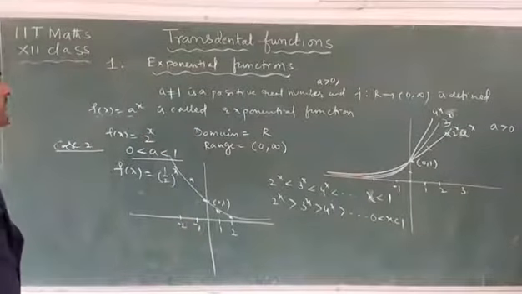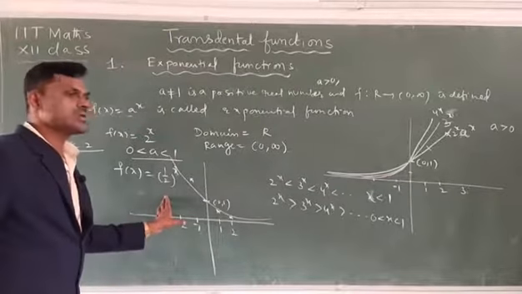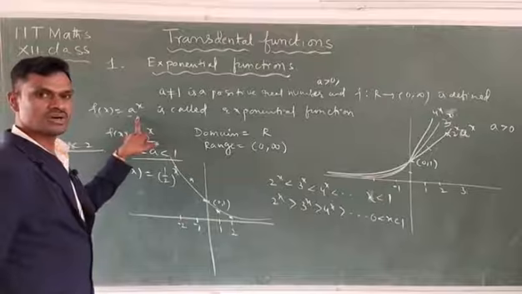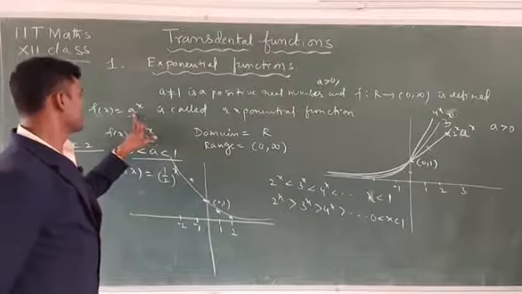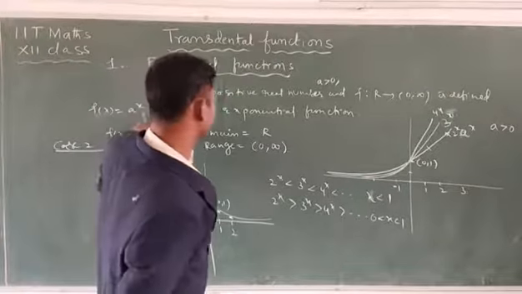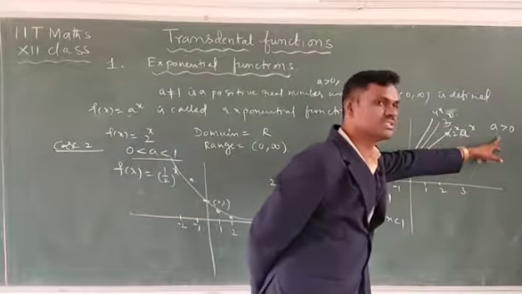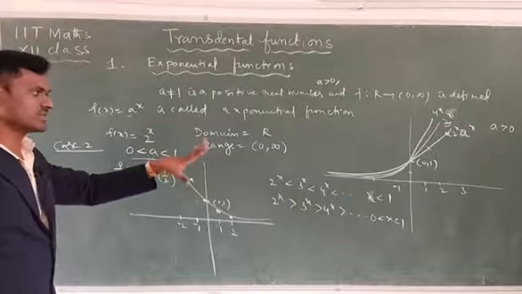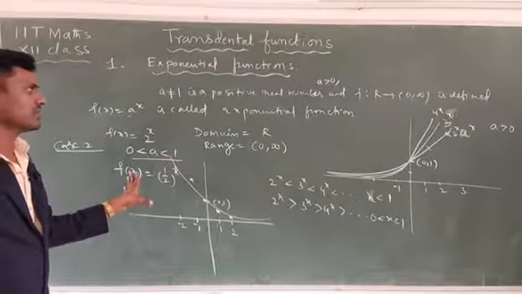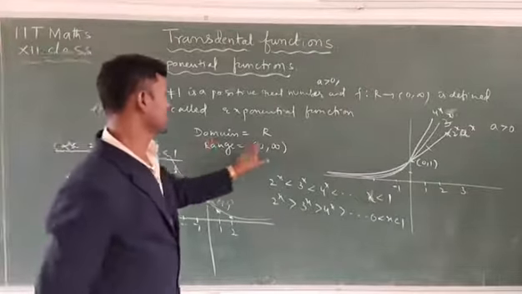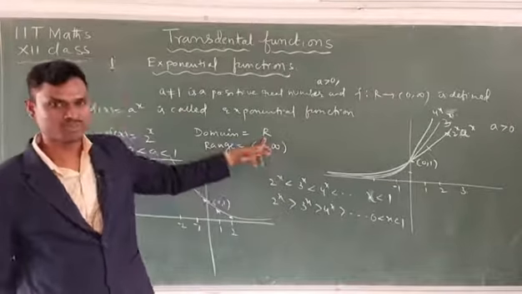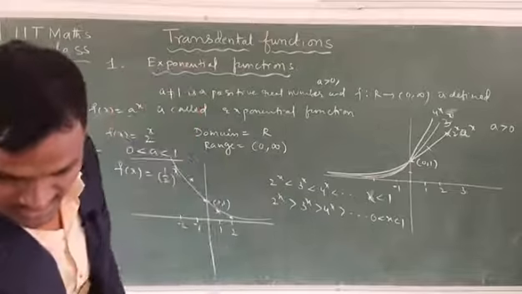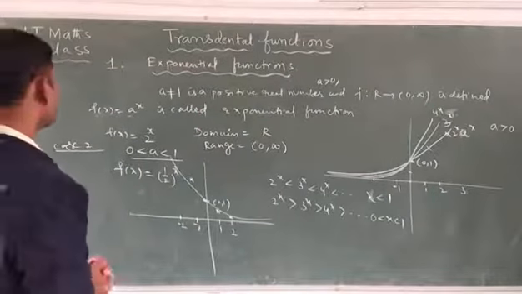In general, the exponential graph of a power x is either increasing or decreasing, in these two cases only: a is greater than 1 and 0 is less than a is less than 1. Okay, you have to keep it in your mind. The exponential function's domain is equal to R and range is equal to 0 to infinity. Now the inverse of this function is called the logarithmic function.